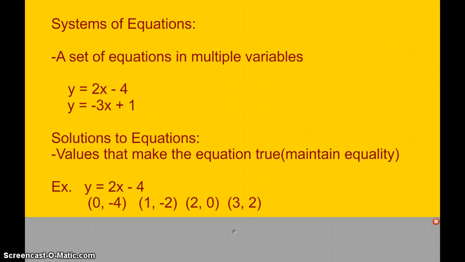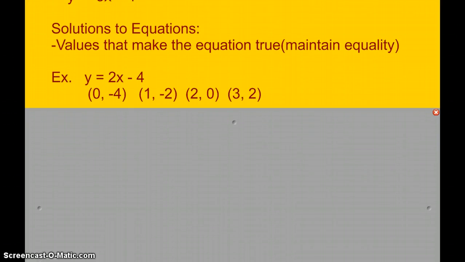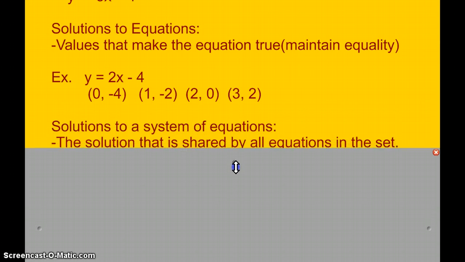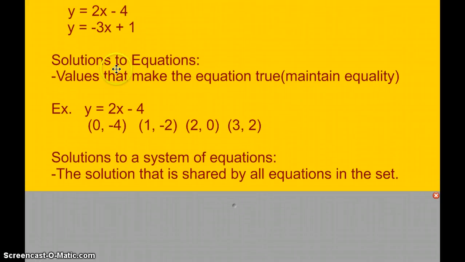So when we're talking about a system of equations then, we're going to take this to that next step where we're looking at the solutions to our equations, and we're looking for the solution that is shared by all equations in the set. So we're looking for, in our example of y equals 2x minus 4 and y equals negative 3x plus 1, we're asking the question, what solution is shared by both of those equations?